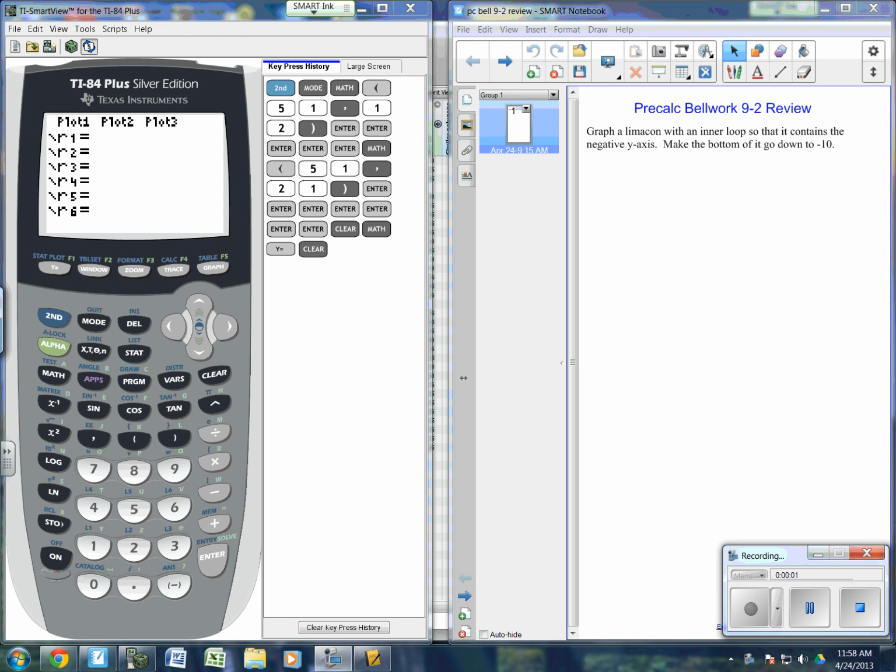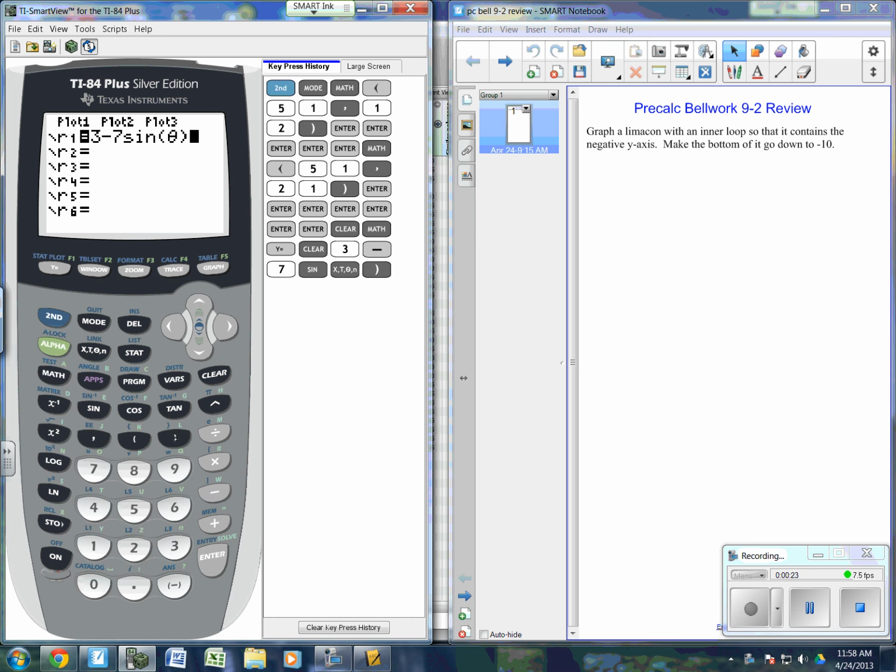So for the bell work, we are supposed to do a limacon with an inner loop. So it contains the negative y-axis. What did you guys get? 3 minus what? Okay, there's more than one answer, by the way. 3 minus 7 sine of theta.